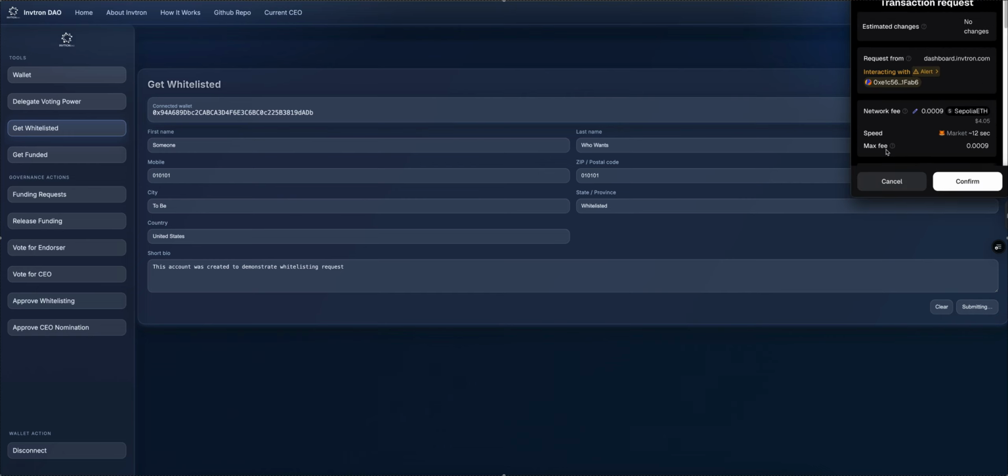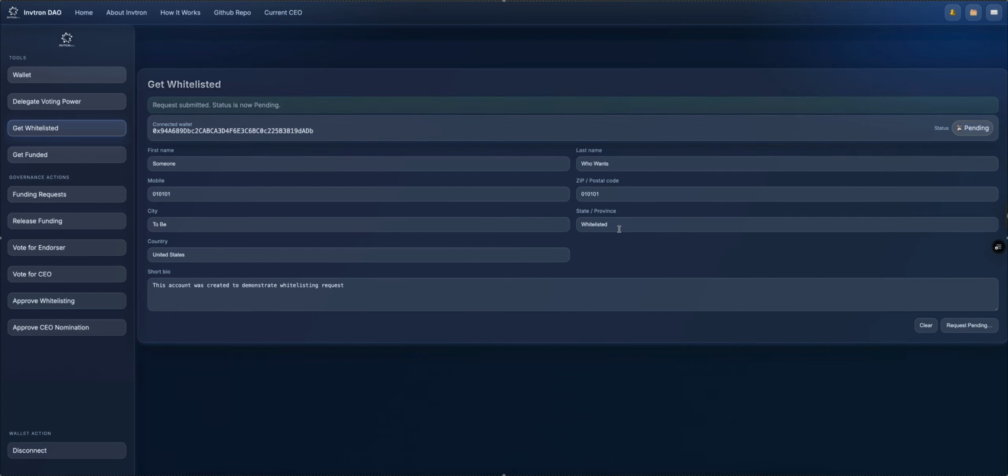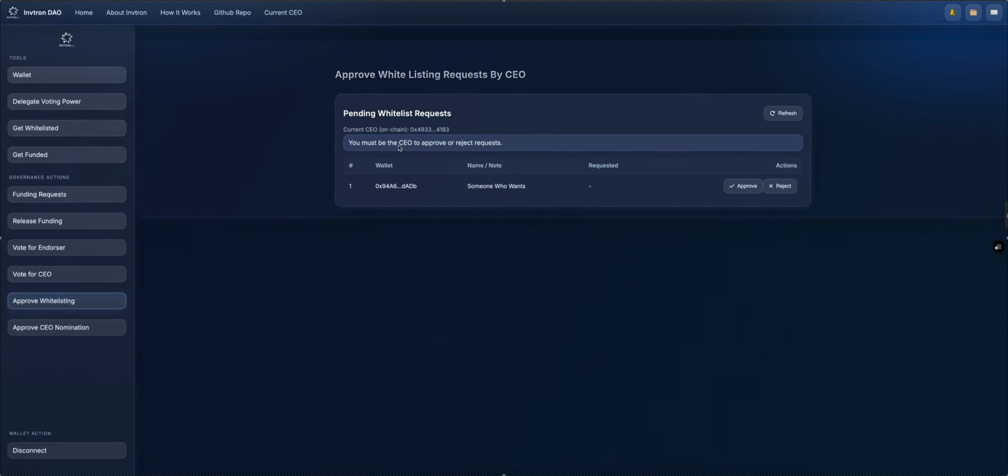Of course, it's on chain, so we need a signature from MetaMask. All of this information will be on chain, just for you to understand. There is no database, no backend for the platform. It's only interacting with the blockchain. Now, if we go to approve whitelisting, as you can see here, you must be the CEO to approve or reject whitelisting. So now if I click approve, what happened? It's not working. You know why? Because I am not the CEO.